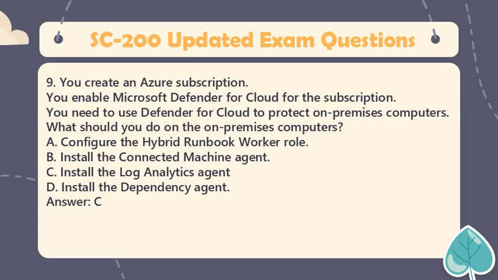9. You create an Azure subscription. You enable Microsoft Defender for Cloud for the subscription. You need to use Defender for Cloud to protect on-premises computers. What should you do on the on-premises computers? A. Configure the hybrid runbook worker role. B. Install the connected machine agent. C. Install the Log Analytics agent. D. Install the dependency agent. Answer: C.